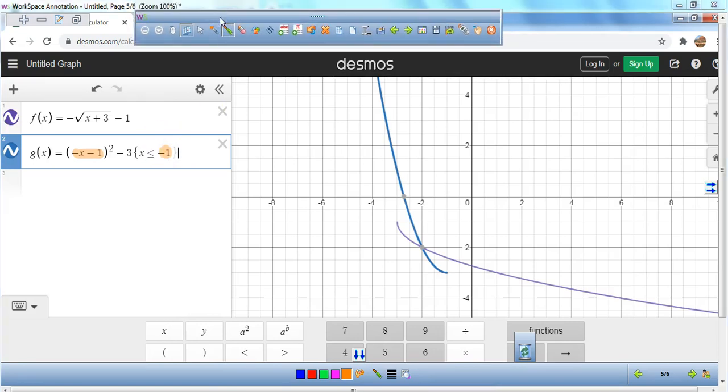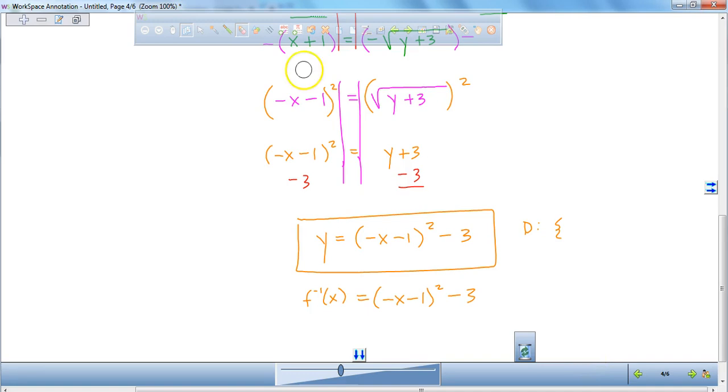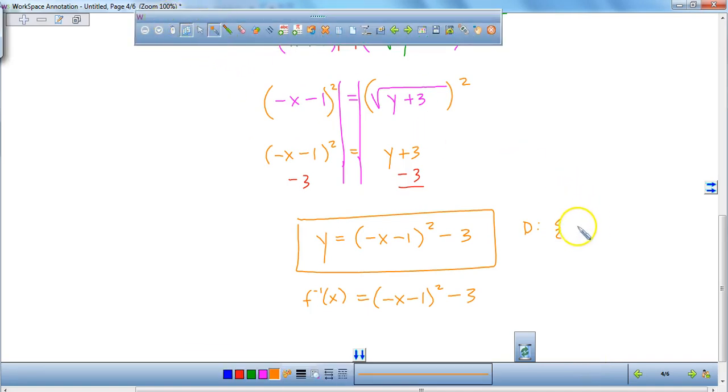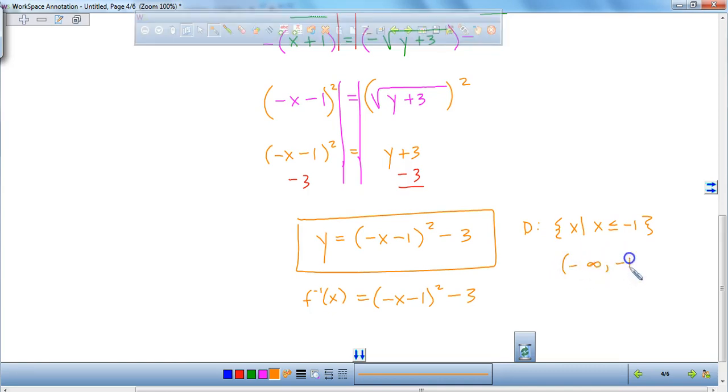These are inverses of each other. So what is our domain restricted to? Our domain is restricted to all x values less than or equal to -1, also known as from negative infinity to -1. We're going to do a hard bracket because it's equal to right there. So that's our domain for this graph.